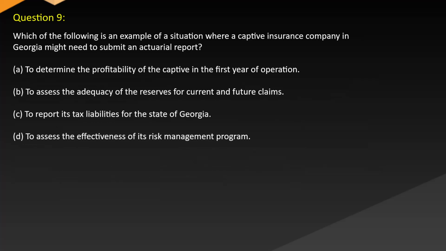Question 9. Which of the following is an example of a situation where a captive insurance company in Georgia might need to submit an actuarial report? A. To determine the profitability of the captive in the first year of operation. B. To assess the adequacy of the reserves for current and future claims. C. To report its tax liabilities for the state of Georgia. D. To assess the effectiveness of its risk management program.